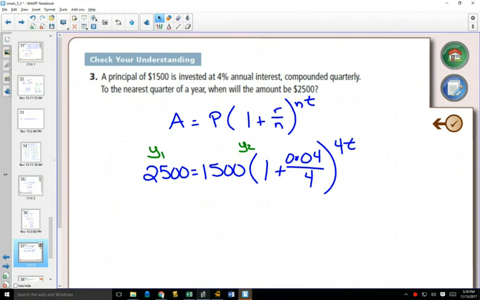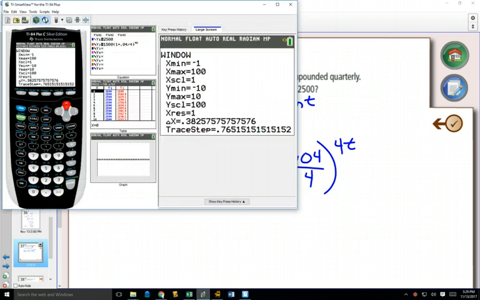Right now it looks like my screen has completely frozen on here. Is that true? Yes, no. Where is that? Oh, my cursor is frozen. So change your y max to 3,000, and you will be able to see that horizontal line at 2,500.